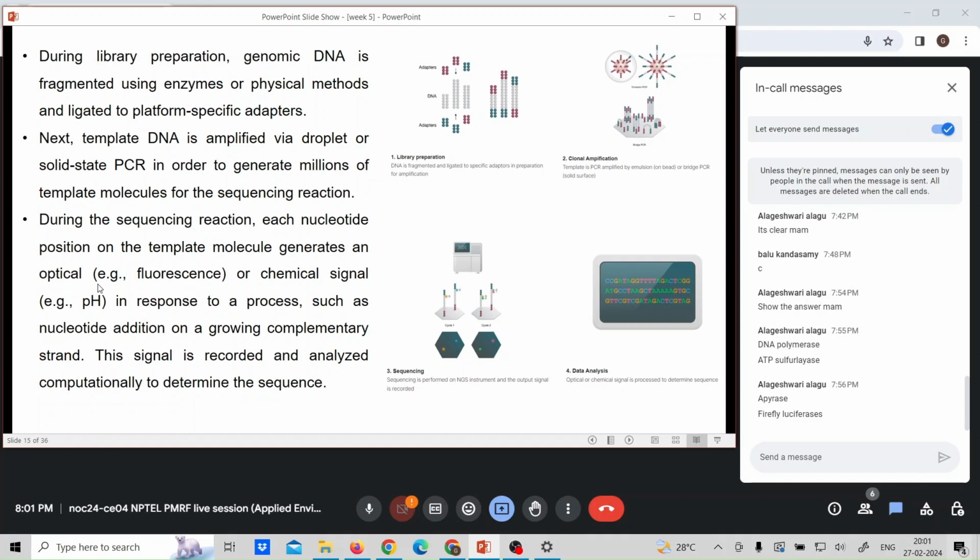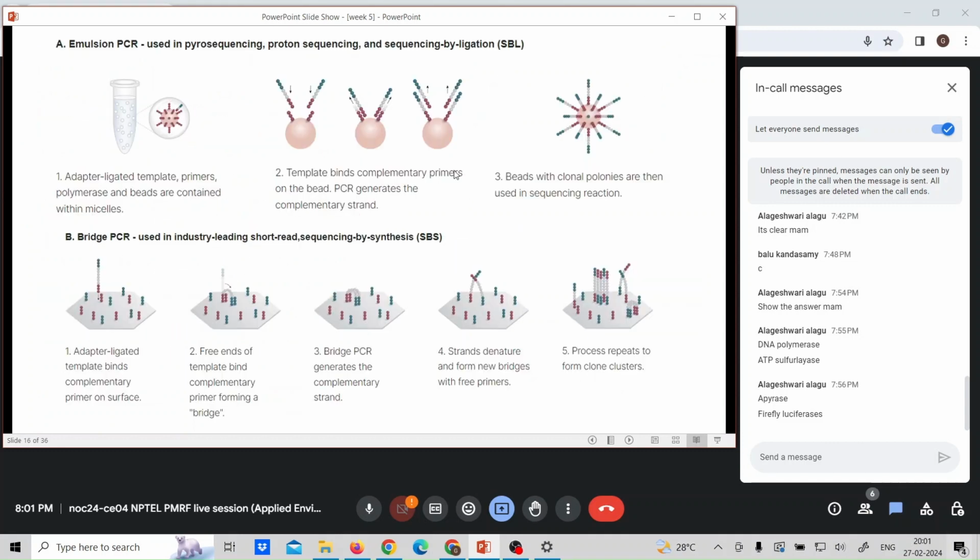What happens here is, based on the addition of a nucleotide to this DNA strand, there is going to be a difference in this fluorescence optical signal or the chemical signal. That signal is going to be recorded, and you will analyze that data and tell, okay, this corresponds to this nucleotide. In this position, this nucleotide was present, and finally you get the final sequence of your DNA.